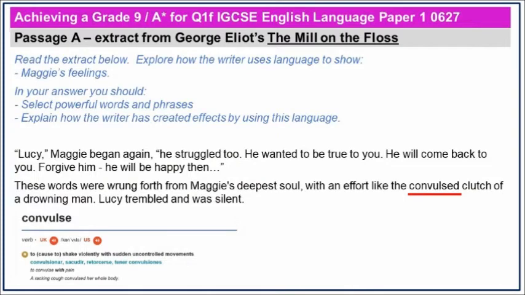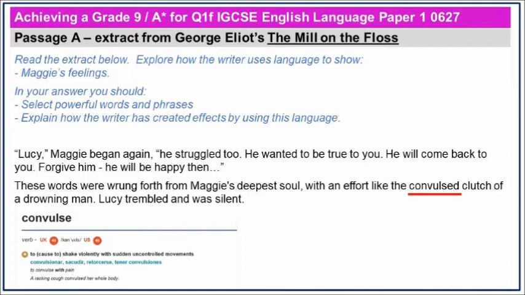Let's now look at the second part of the same sentence from the extract. Again, some complex vocabulary. What exactly, not hazily, does convulsed mean? If you were working independently on a passage, I would hope you would take the initiative to look it up in a dictionary. On this occasion, I've done it for you. Convulse is to shake violently with sudden, uncontrolled movements.